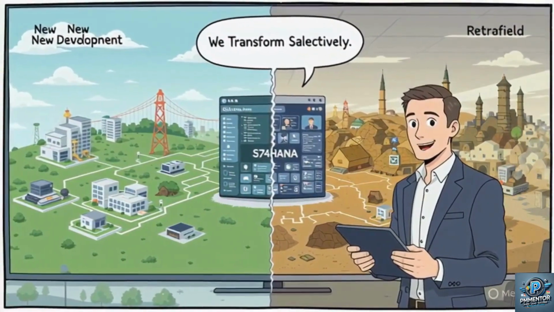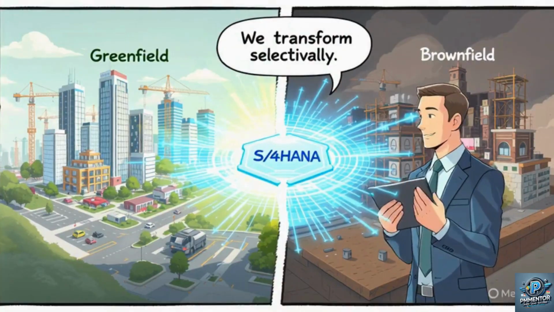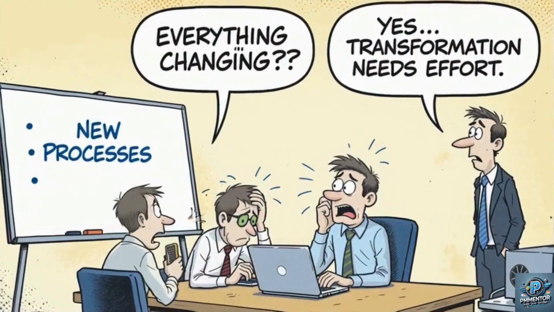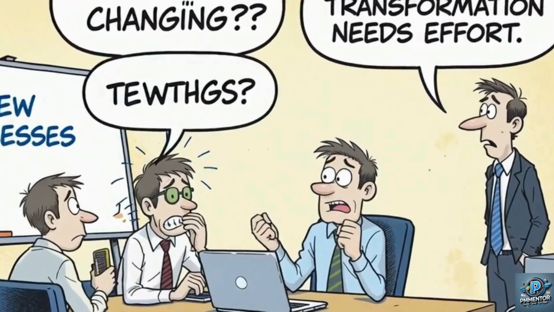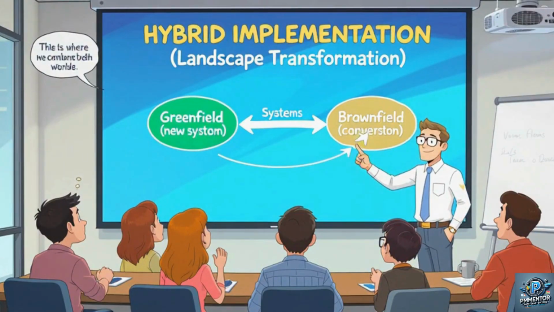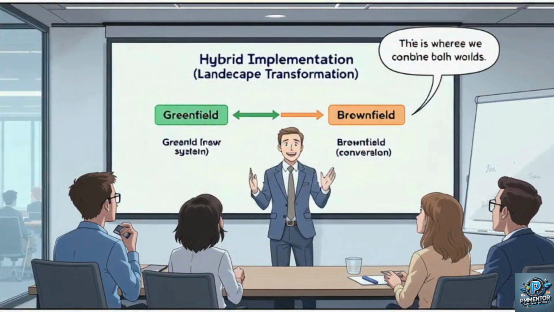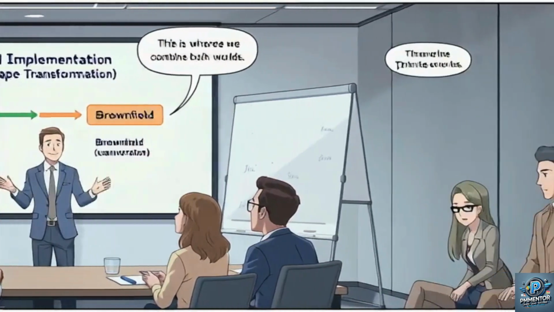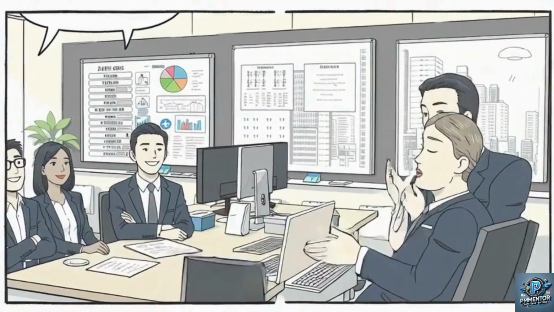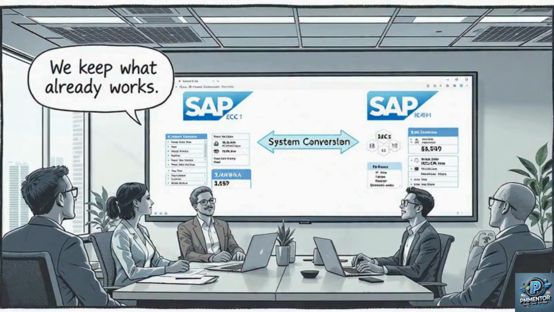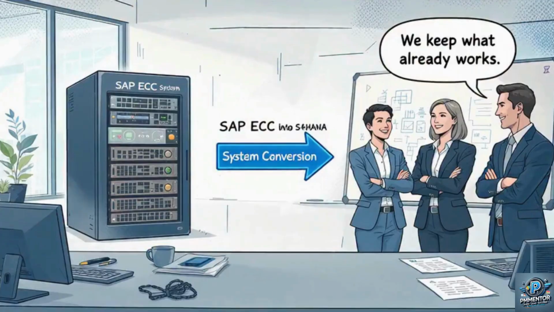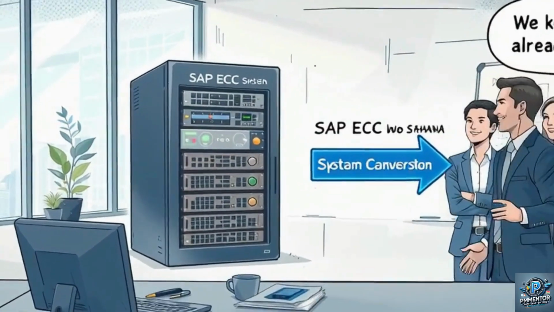Now, let's take a large enterprise, for example, a multinational manufacturing company. They have multiple SAP systems, different business units, complex processes across regions. They want to modernize, but they cannot afford full disruption. In this case, the best approach is hybrid implementation. Why? Because they can selectively transform certain processes, clean their data, and consolidate systems without impacting the entire organization at once.